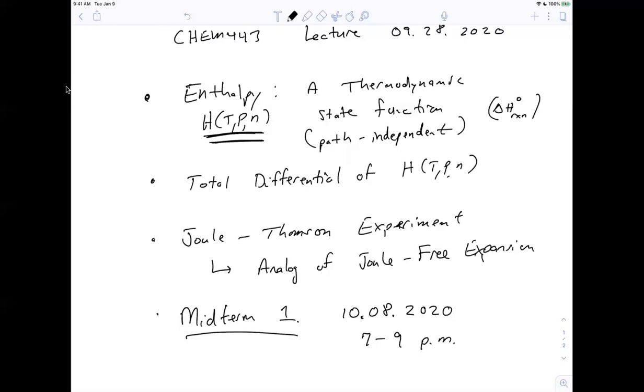Okay, so today I'm going to introduce enthalpy, and then we'll look at the total differential of enthalpy, knowing that it's a function of temperature and pressure, in the sense that we can write it as that, as it will be a state function. And finally, we look at the Joule-Thomson experiment, which is an analog of the Joule free expansion that we discussed last class. And it will tie into two concepts, one relating to total differentials and the other as an experimental tool, the Joule-Thomson experiment.